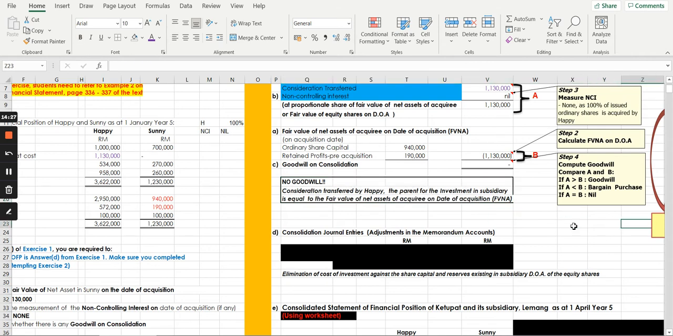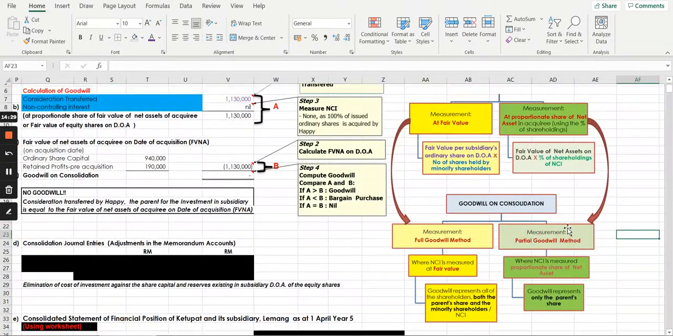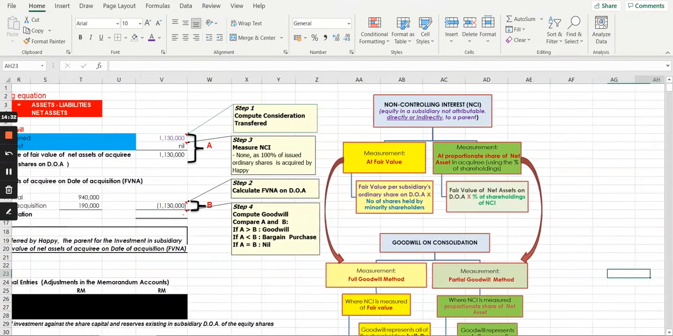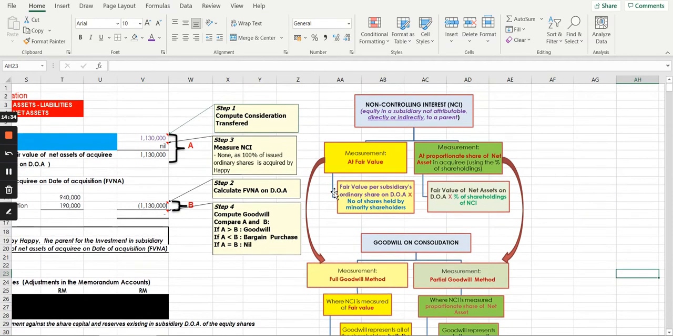Okay, let's just do a little bit of revision on goodwill. I have some diagram that I have prepared for you here. Right. Before we can calculate a goodwill on consolidation, the first thing that we need to check is what is the measurement of our non-controlling interest. Recall, non-controlling interest is the equity in your subsidiary company, right? Equity in the subsidiary company that is not attributable directly or indirectly to the parent, whatever that does not belong to the parent, right? That belongs to other shareholders, yeah, either directly or indirectly.